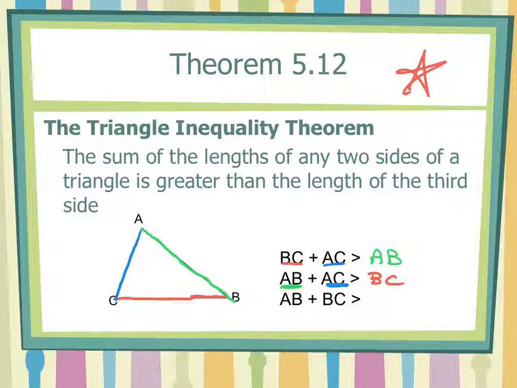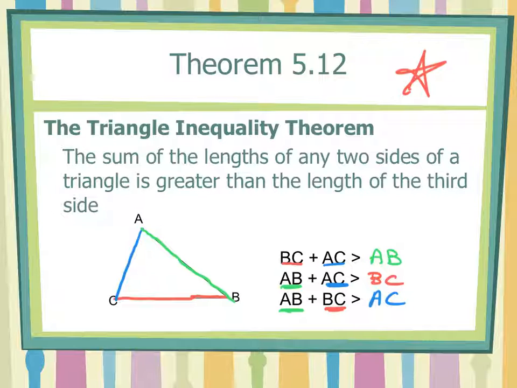AB is green. AB plus BC has to be greater than what? AC. The way this works is pick any 2 sides of the triangle. Those 2 sides have to be greater than the third side.